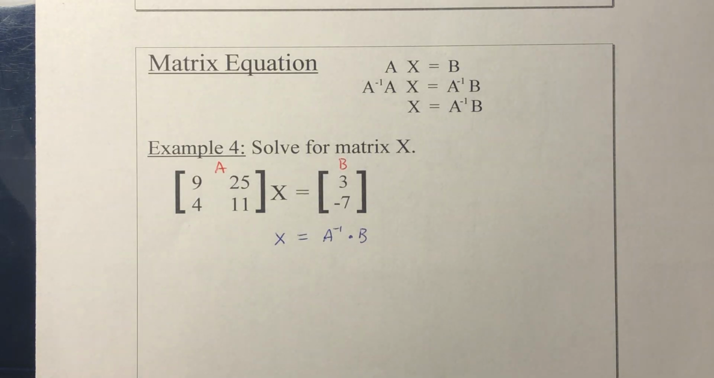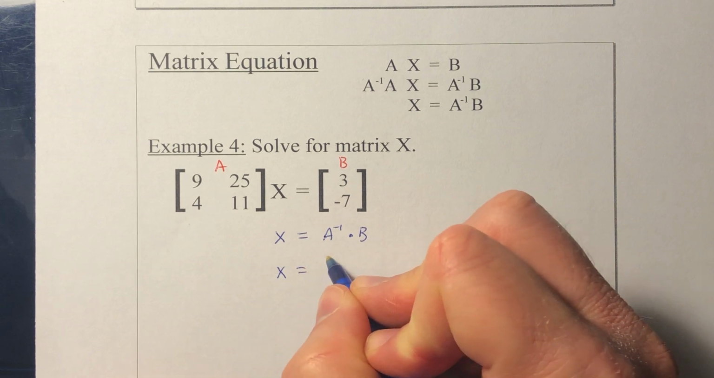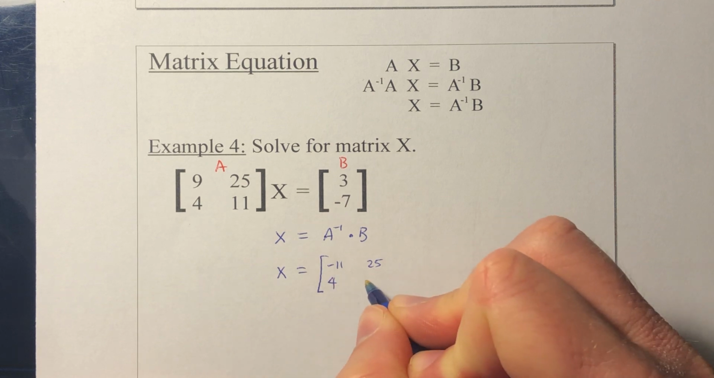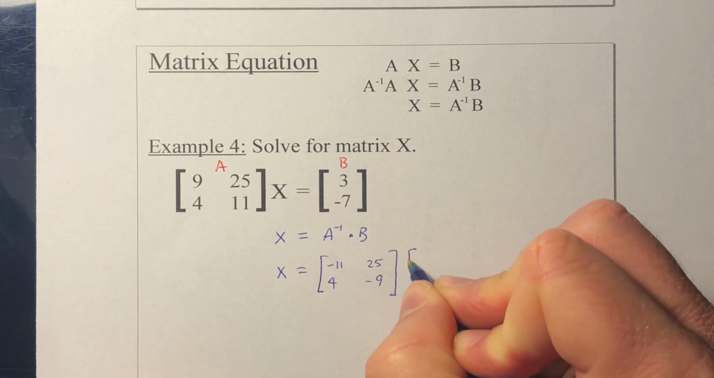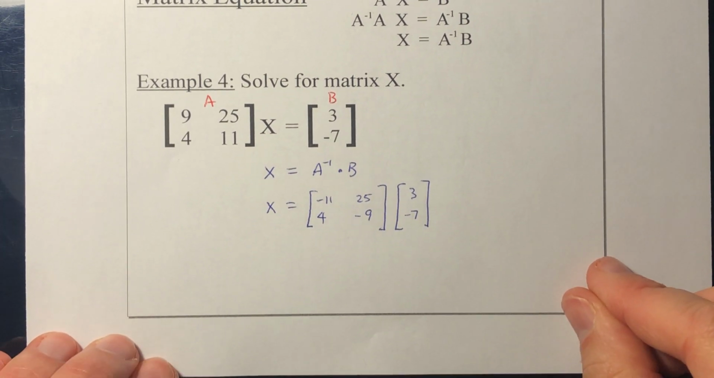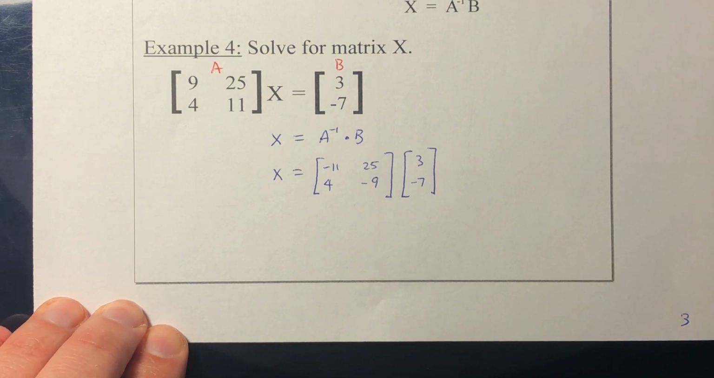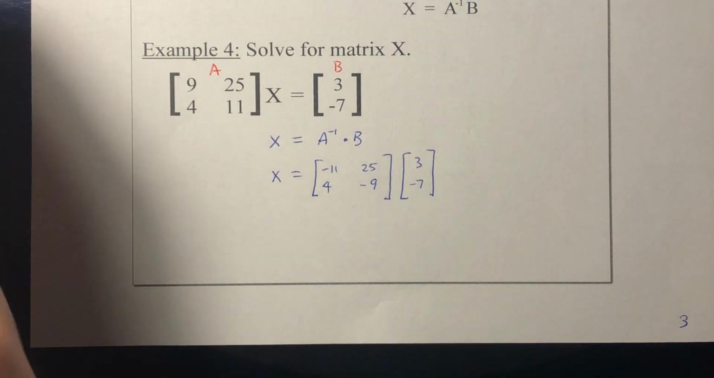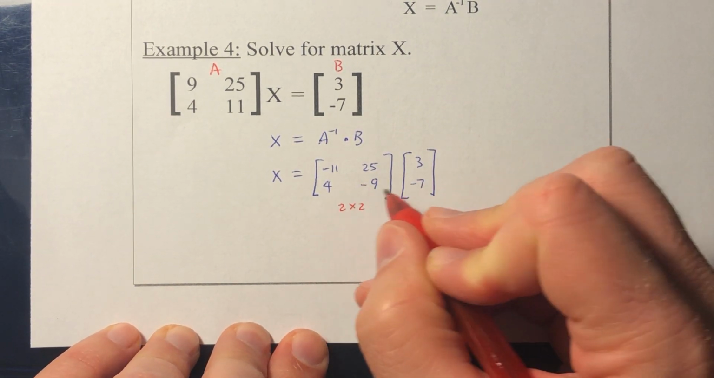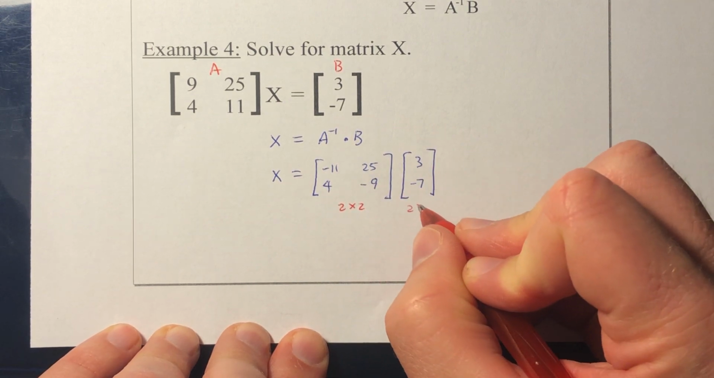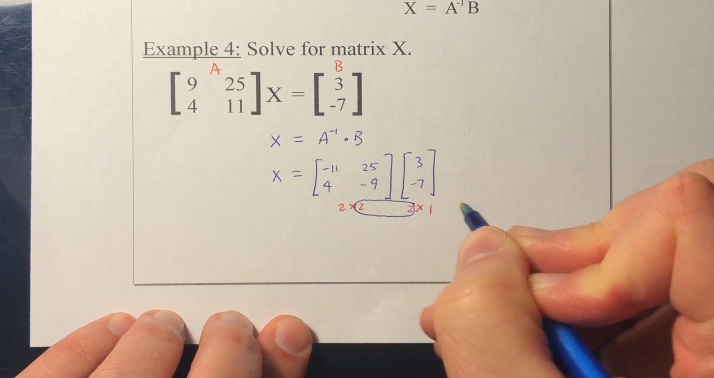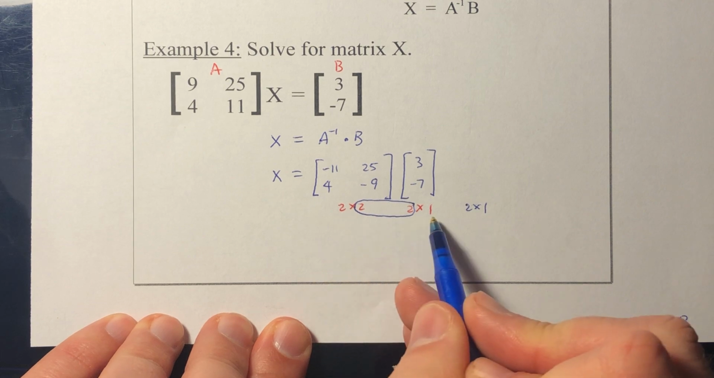Okay? So if we come back here, we found the inverse of matrix A. Matrix B is 3, negative 7. All right, so if we clean this up, first of all, can we do it? Remember, dimensions are so important. This is a 2 by 2, 2 rows, 2 columns. This is a 2 by 1. So the two inside numbers need to be the same, which they are, so we can go ahead and multiply. The outside 2 by 1 is your result.